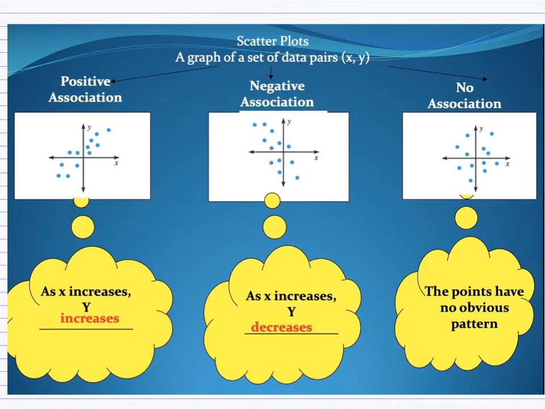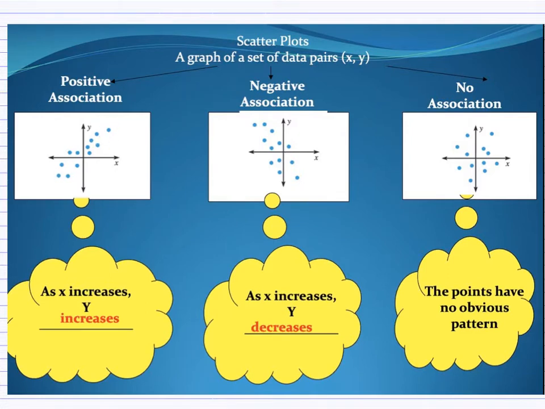There are three types of association. The first being positive association, that as my x increases, my y tends to increase as well. Negative association would be as my x increases, my y tends to decrease, and there's no association when the points really have no obvious pattern. We have different ways of measuring the strength of an association. Specifically, correlation measures how strong it is, and the letter R represents that.